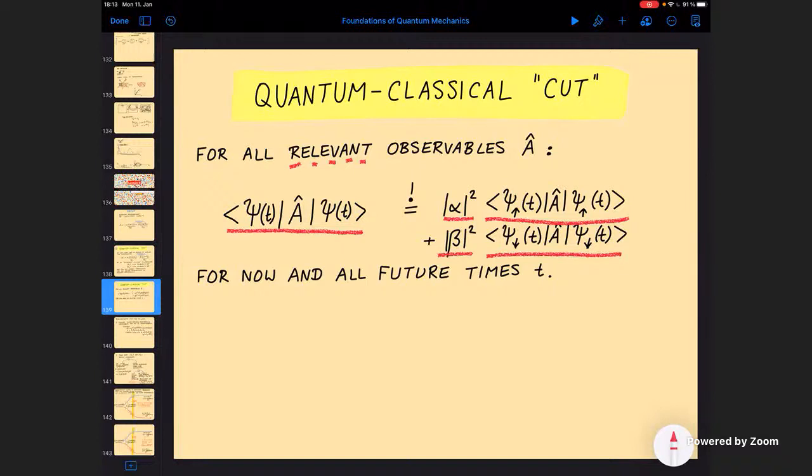And then we will make sure that none of the possible points of failure really apply, that nothing can go wrong, and this is when we're allowed to make this replacement. The point in time when we do make this replacement safely, we will call the quantum classical cut. It's a change in our description.